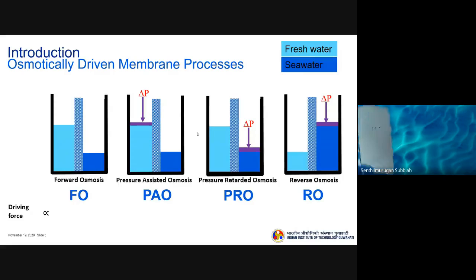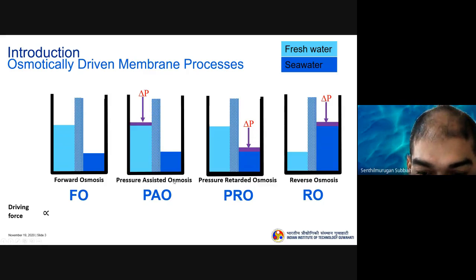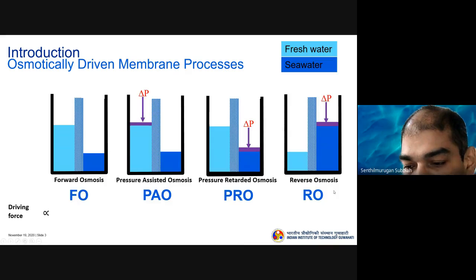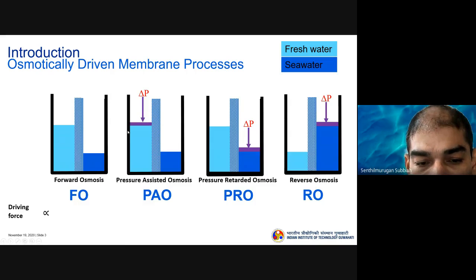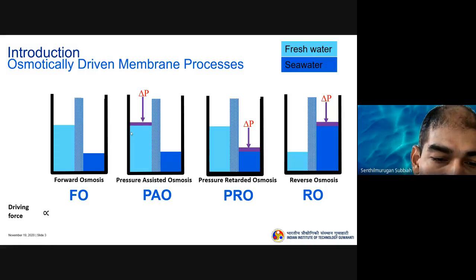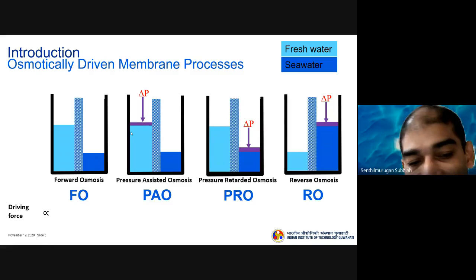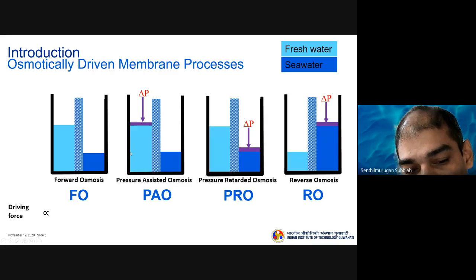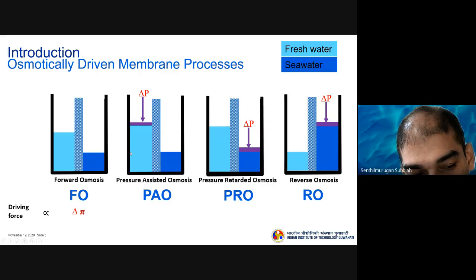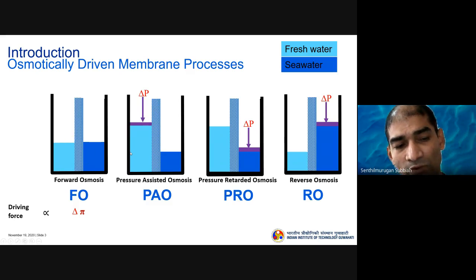But when we talk about the osmotic processes like forward osmosis, pressure-assisted osmosis, pressure-retarded osmosis (PRO), and then reverse osmosis, we would like to have a quick overview of what the process is, how to model this process, and how we can apply that model for optimizing the overall process. So what is forward osmosis?